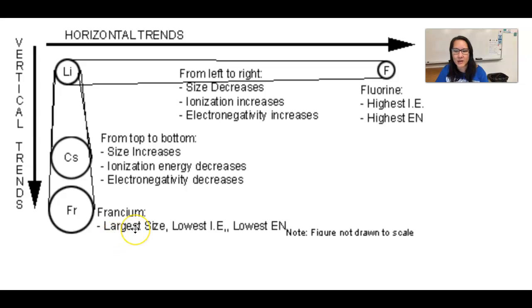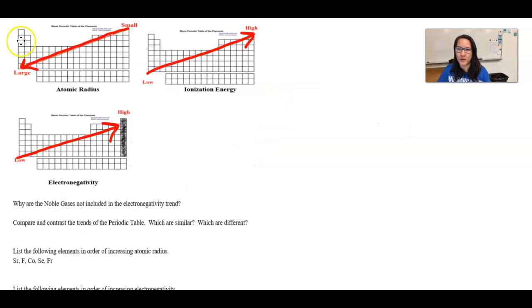So francium is the largest atom with the lowest IE, ionization energy, and the lowest EN, electronegativity. And note this figure is not drawn to scale. And fluorine has the highest electronegativity. So here's a quick summary of each of the trends. The radius is the smallest at the top right, gets the largest at the bottom left. The ionization energy is the lowest for francium, the highest for helium, and then electronegativity, noble gases don't have it. It's the lowest for francium, and it's the highest for fluorine.